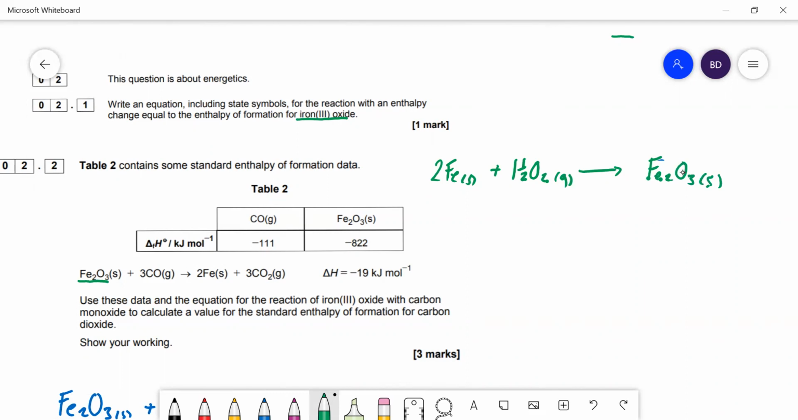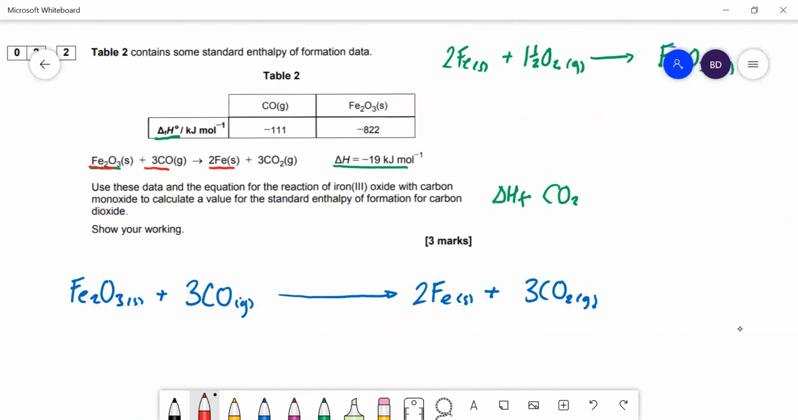Okay. Now, it gives us delta HF values here, and it also gives us the enthalpy change for this reaction. It says use the data to calculate, we need to work out delta HF for carbon dioxide. So it gives us delta HF for iron oxide and carbon monoxide. It doesn't give it for the carbon dioxide. And of course, the standard enthalpy of formation of iron in its standard state is 0, so you don't need that. Right, now here's the equation.